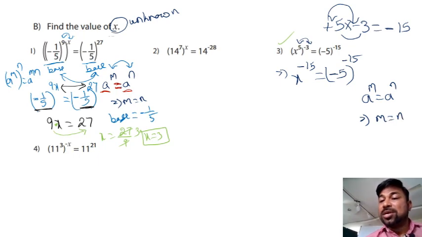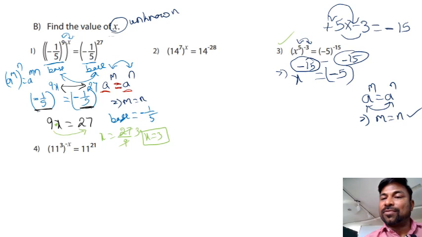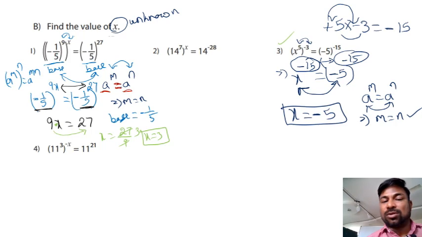What does that mean? If the bases are the same with an equal sign in between, then the powers are also equal, or if the powers are the same, then the bases are also the same. Here, if you check, both the powers are the same, then the bases are also the same. Therefore, x is equal to -5. The bases are also equal.